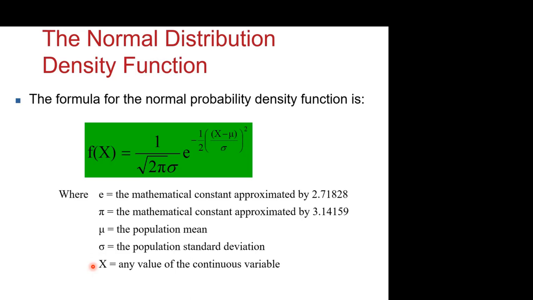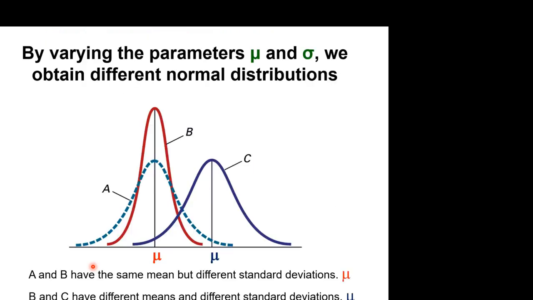It can take any value for that matter. Now, by varying the parameters mu and sigma, we obtain different normal distributions, different shapes, or different types of normal distribution. A normal distribution can be more scattered, or more concentrated towards the mean.